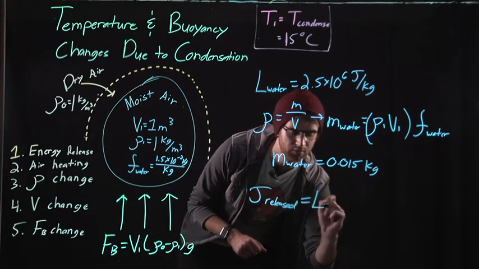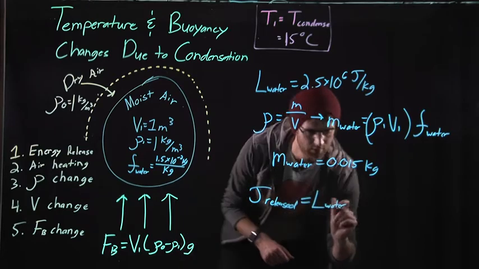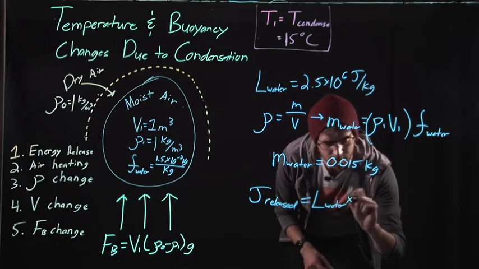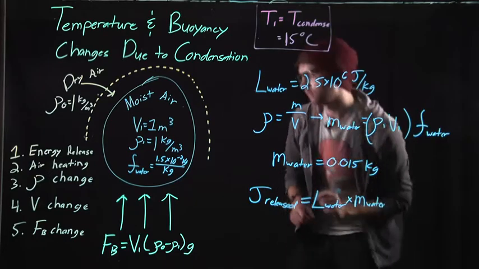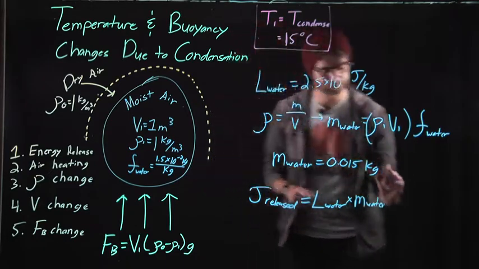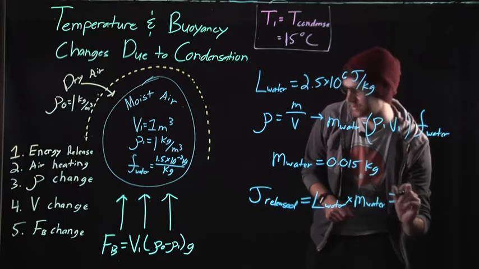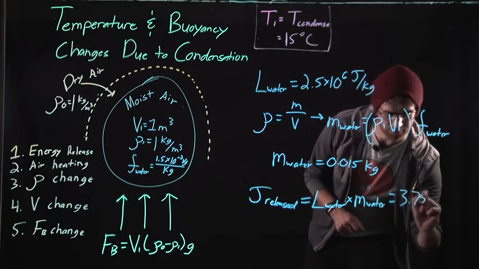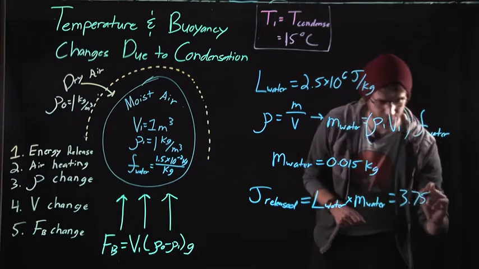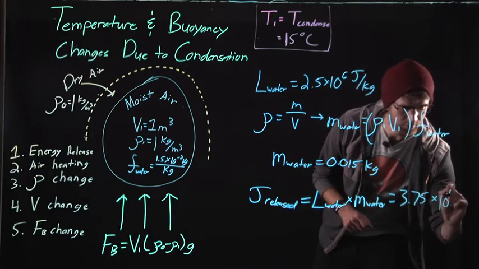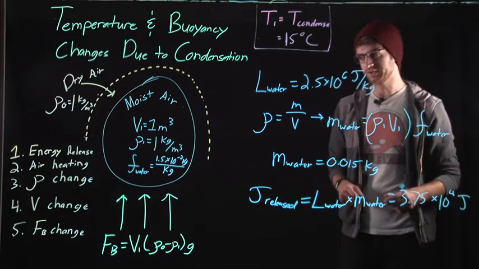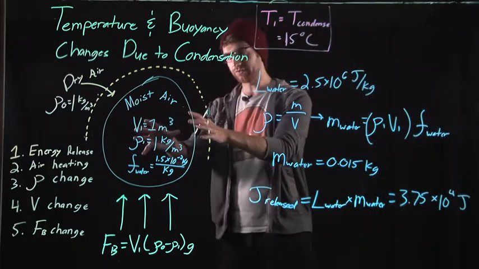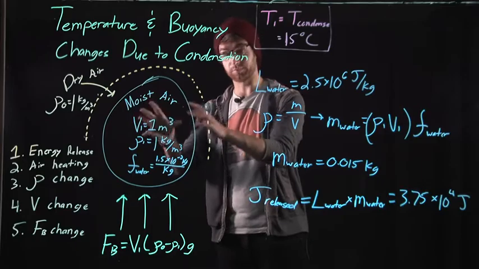So the energy released in joules equals L water times M water. When we carry out this calculation, we find that we're releasing 3.75 times 10 to the 4th joules of energy. That's all of the energy released just by raining out all the water in this one parcel of air.